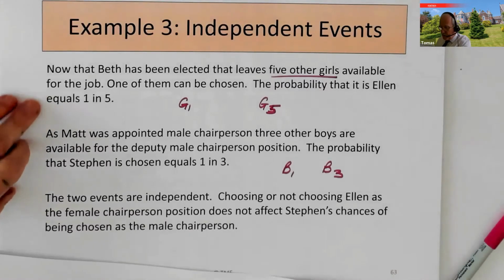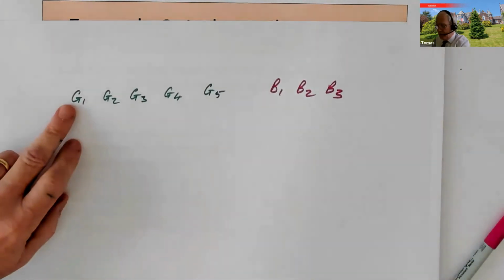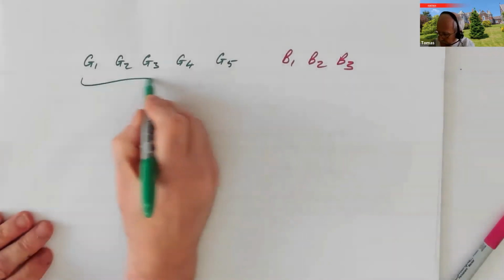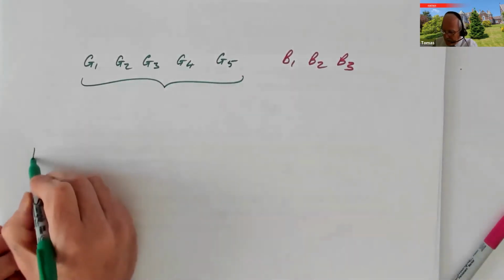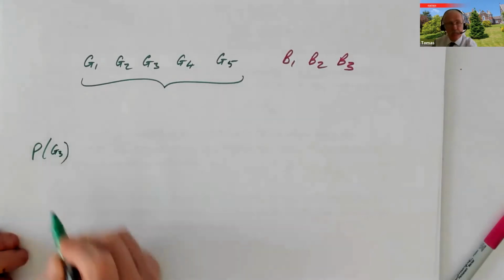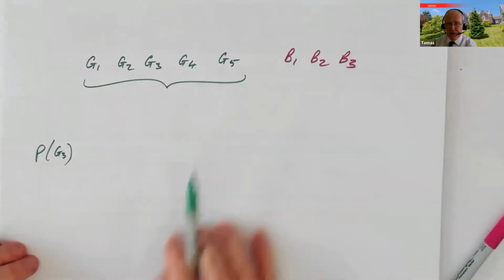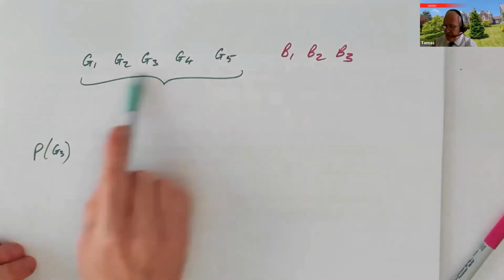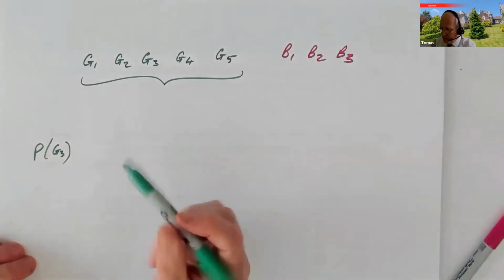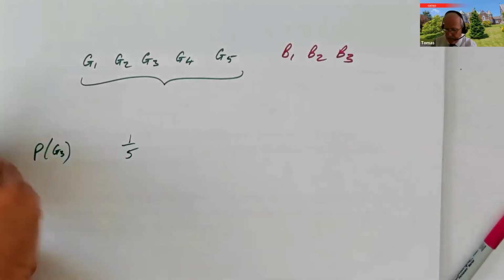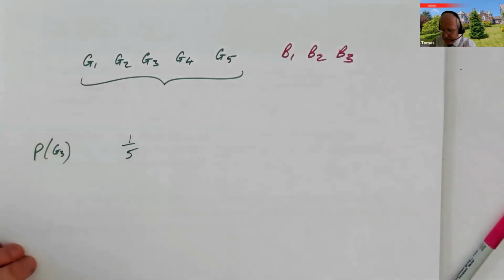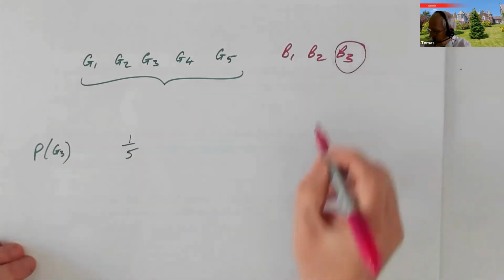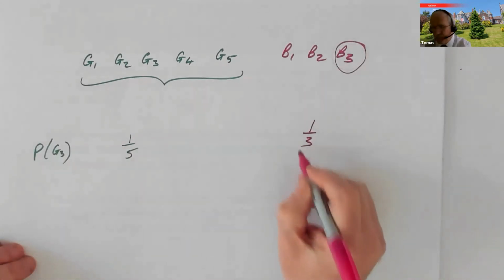What they're saying is, what is the probability that a particular girl will be chosen and a particular boy? Well, what's the probability that it's girl 3? We're not counting the boys here. We're just counting the girls. So what chance has girl 3 got? The same as everyone else, 1 in 5. For the boys, what's the chance that B3 gets it? Same as everybody else, 1 in 3.